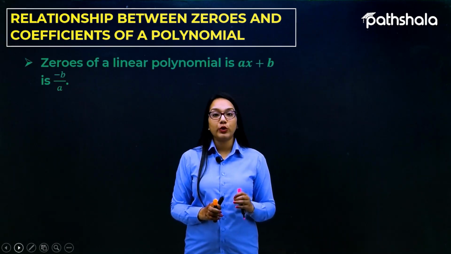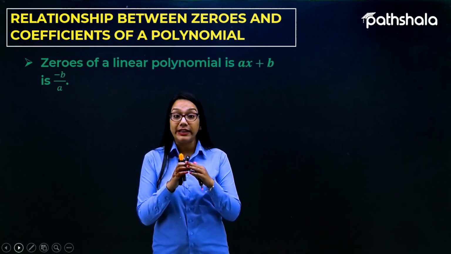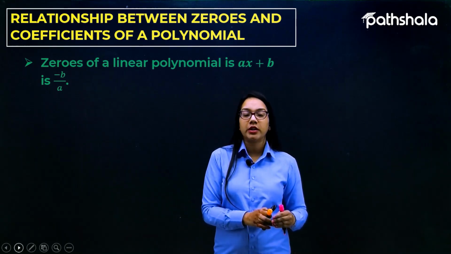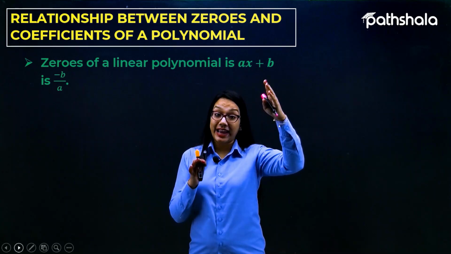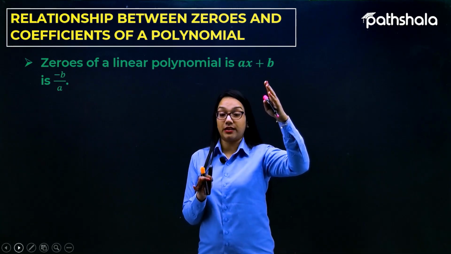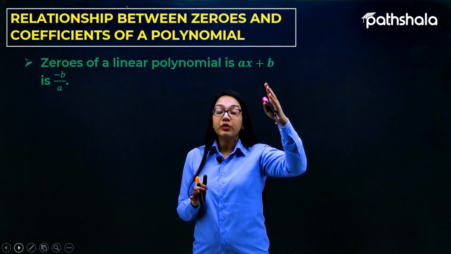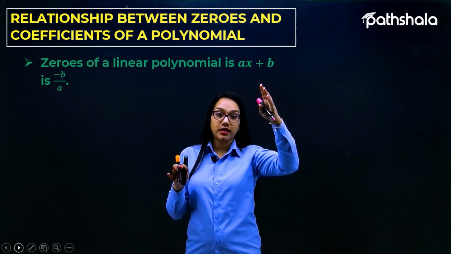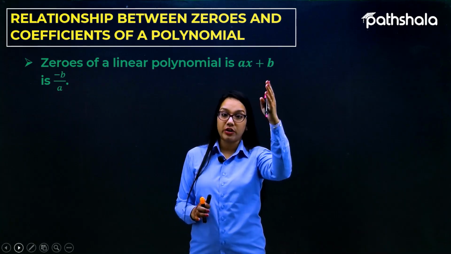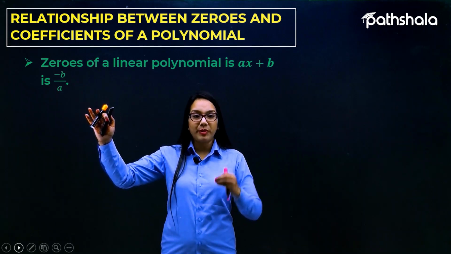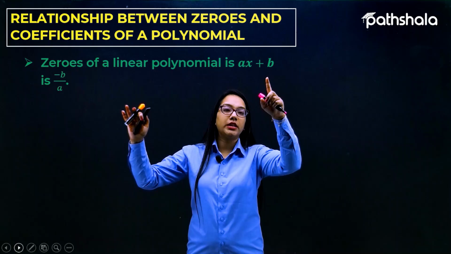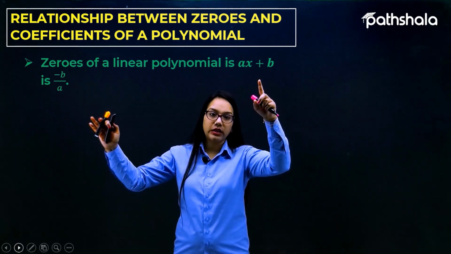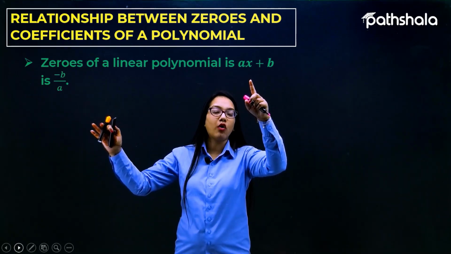So first of all, we do know that the zero of a linear polynomial, where the linear polynomial is of the type ax plus b with the condition that a is not equal to 0, is nothing but minus b by a. We are already aware of this: the zero of a linear polynomial is of the type minus b by a, where b is the constant term in the linear polynomial and a is the coefficient of x.